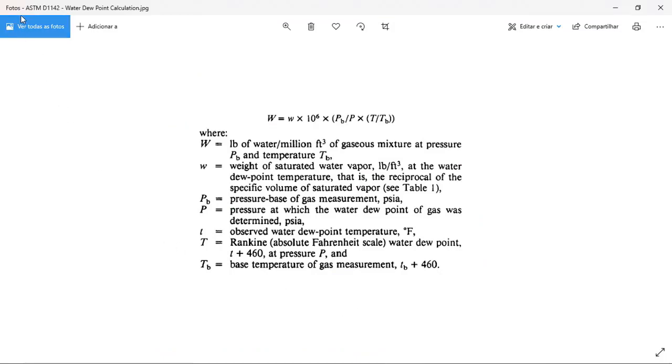In the ASTM D1142, there is an equation where you can correlate the pounds of water per million cubic feet of gaseous mixtures at pressure and temperature to the dew point temperature of the water.